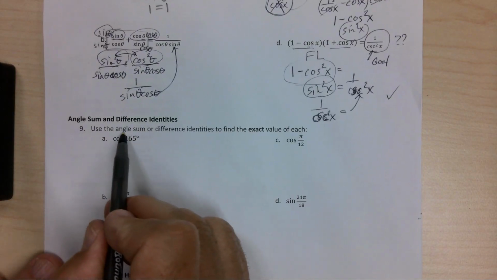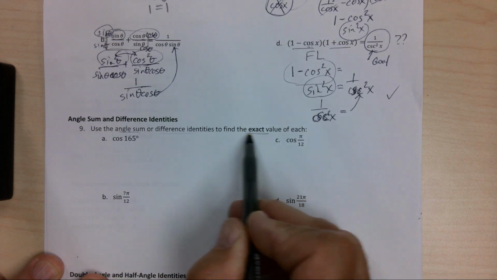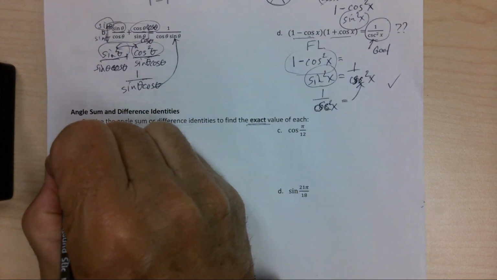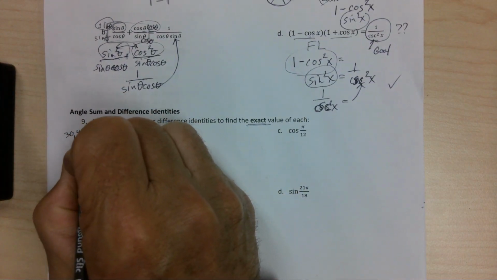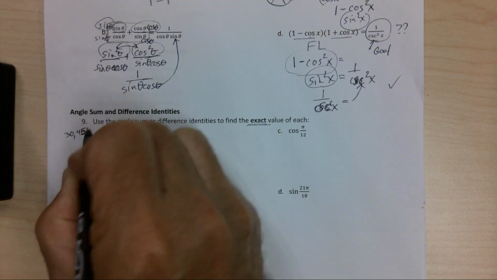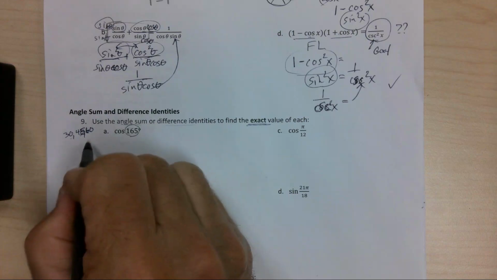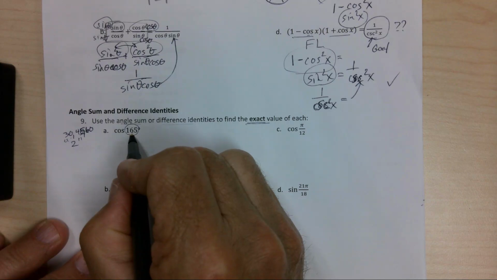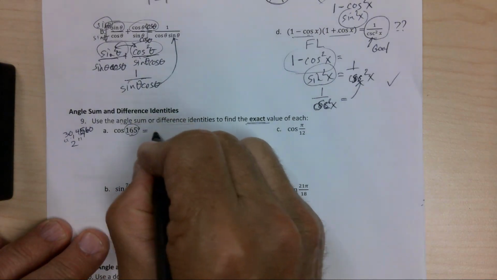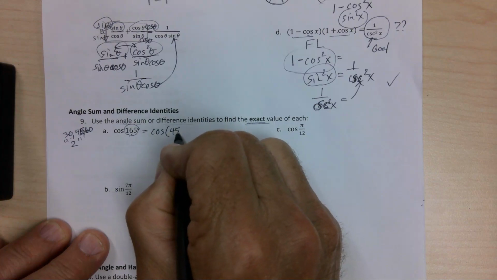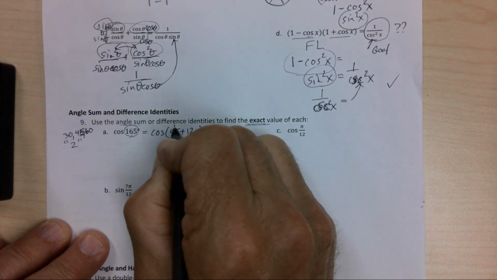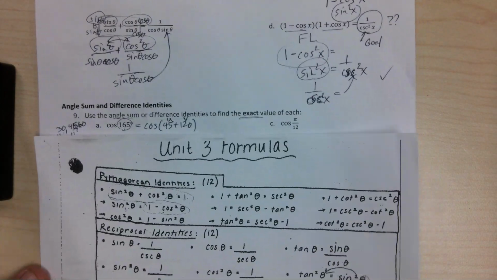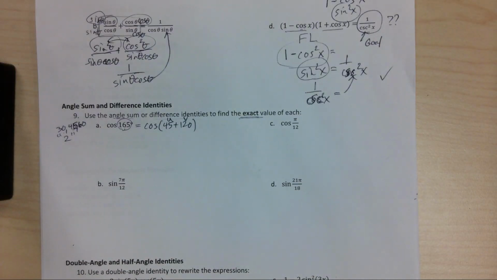So it says use the angle sum or difference identities to find the exact value. Well, this is where we take 165 and we got to make a combination of 30, 45, or 60s. But we can only pick 2 of these. Well, I'm going to subtract 45 from this in my head and go 45 plus 120. This is my u, that's my v. And so now I have, I'll show you guys.